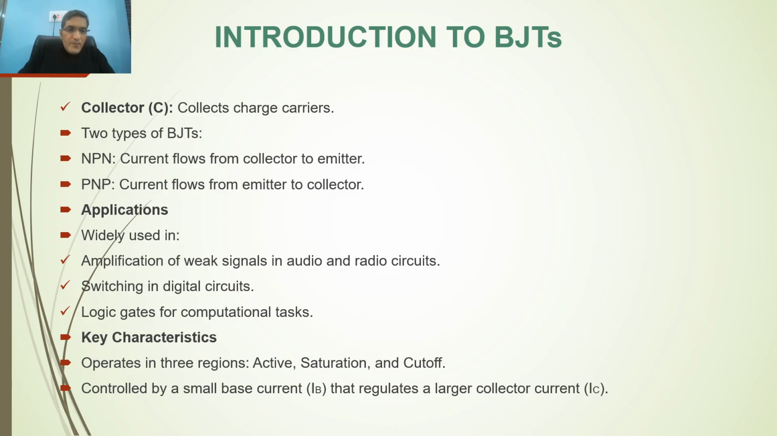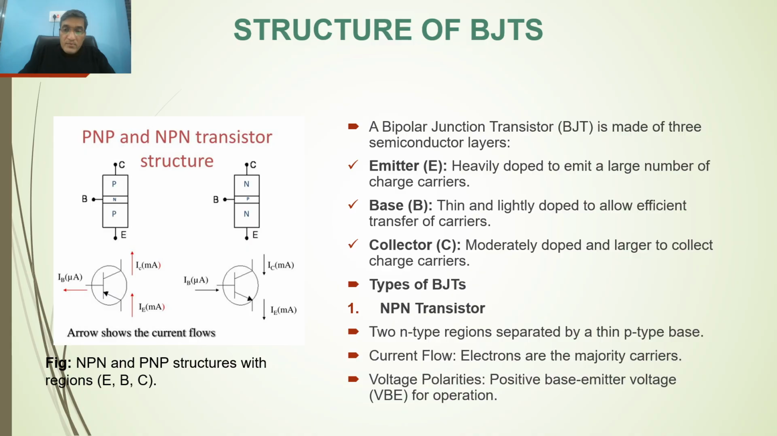Here are some applications: amplification of weak signals in audio and radio, switching in digital circuits, and logic gates for computational tasks. And the last, some key characteristics: it operates in three regions, active, saturation, and cutoff. We will discuss these three regions in an explained manner in the next slides. Basically, in a transistor, the current is controlled by the small base current, and this is the key feature of amplification. So the role of the base is very important.